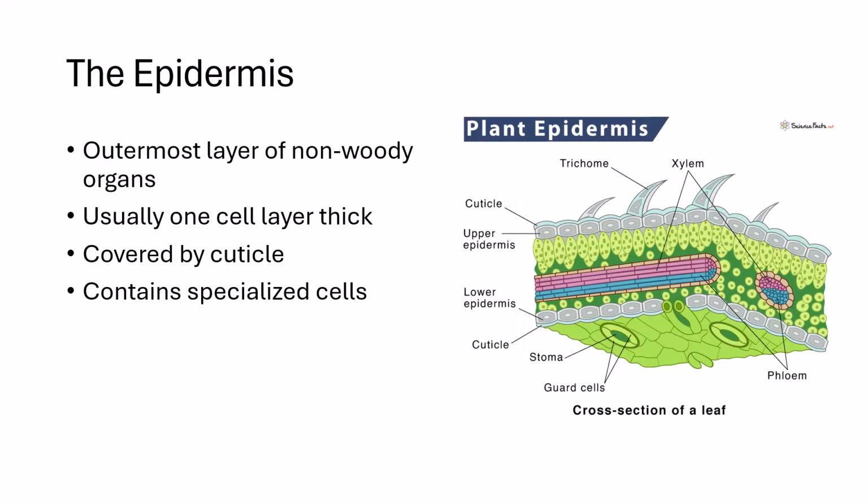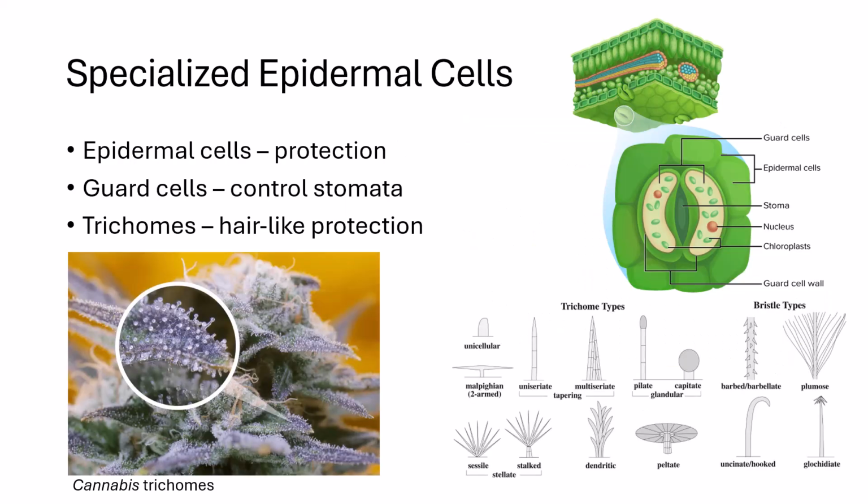The epidermis is the outermost layer of cells on leaves, young stems, roots, and flowers. It is typically a single layer thick and is coated with a waxy cuticle that reduces water loss. Although thin, it forms an effective protective barrier while still allowing exchange with the environment. Most epidermal cells are flat and tightly packed, forming a continuous protective surface.